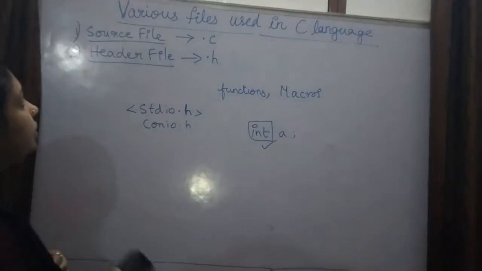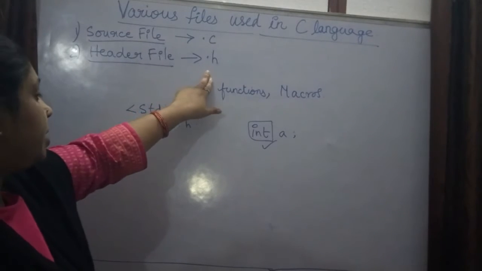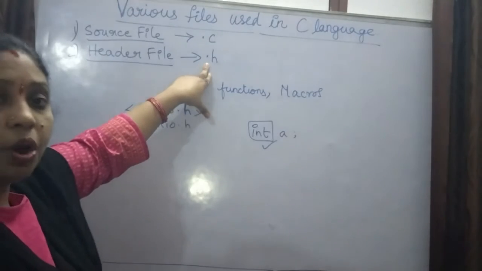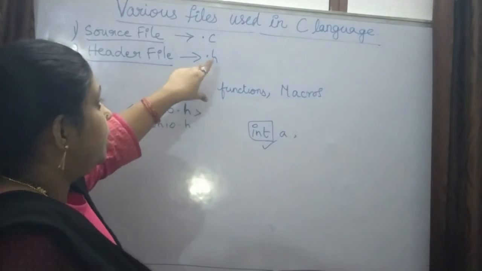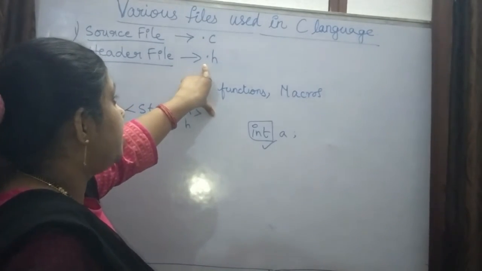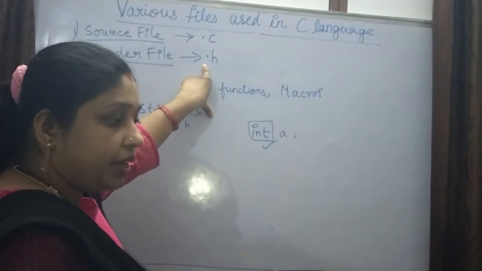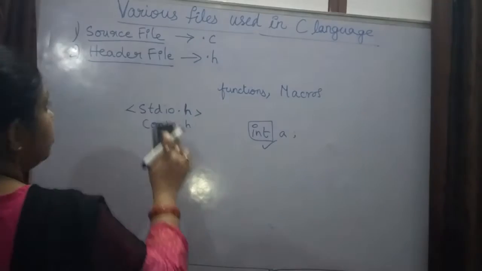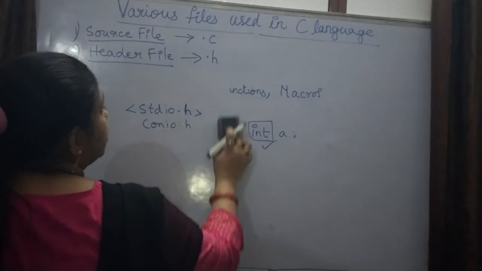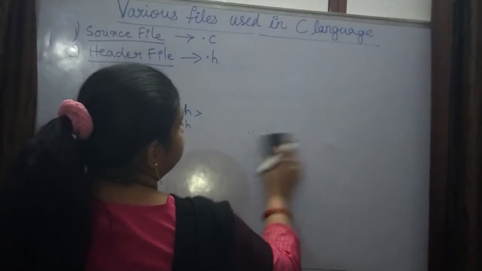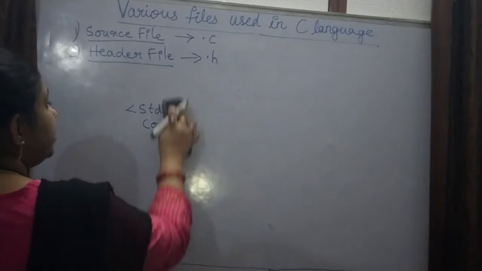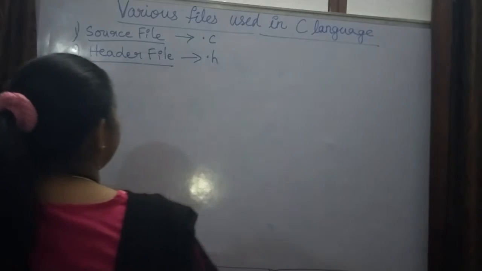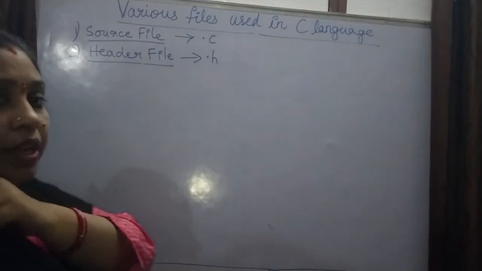Understood? Header files are those files which are saved with the .h extension. If you see .h on any file name, then you should think of it as a header file. In this header file all these functions and macros will be available, and without connecting the program to the header file, the program will not work. So this is about the header file.